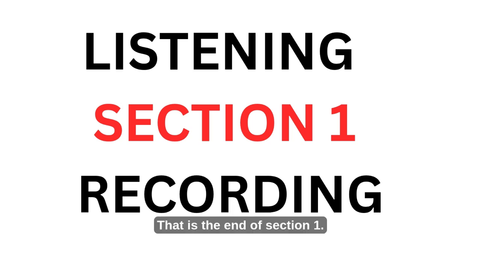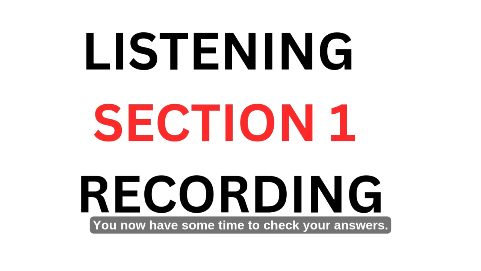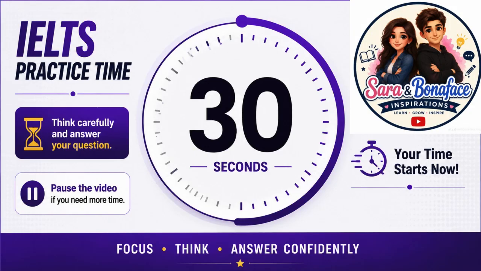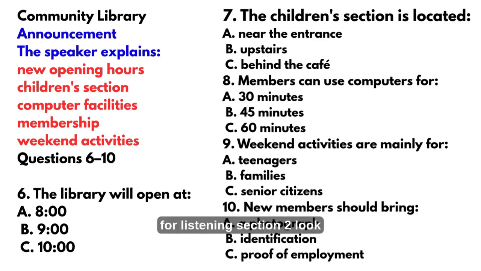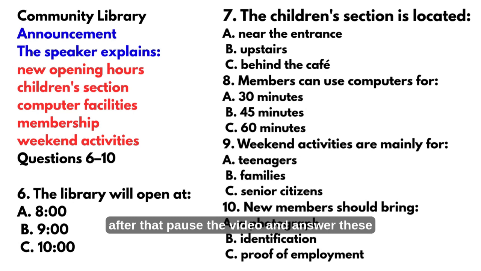That is the end of section 1. You now have some time to check your answers. For listening section 2, look at questions 6 to 10. You will hear a librarian giving information about changes to a community library. First, you have some time to look at questions 6 to 10. And after that, pause the video and answer these questions after listening to the recording.